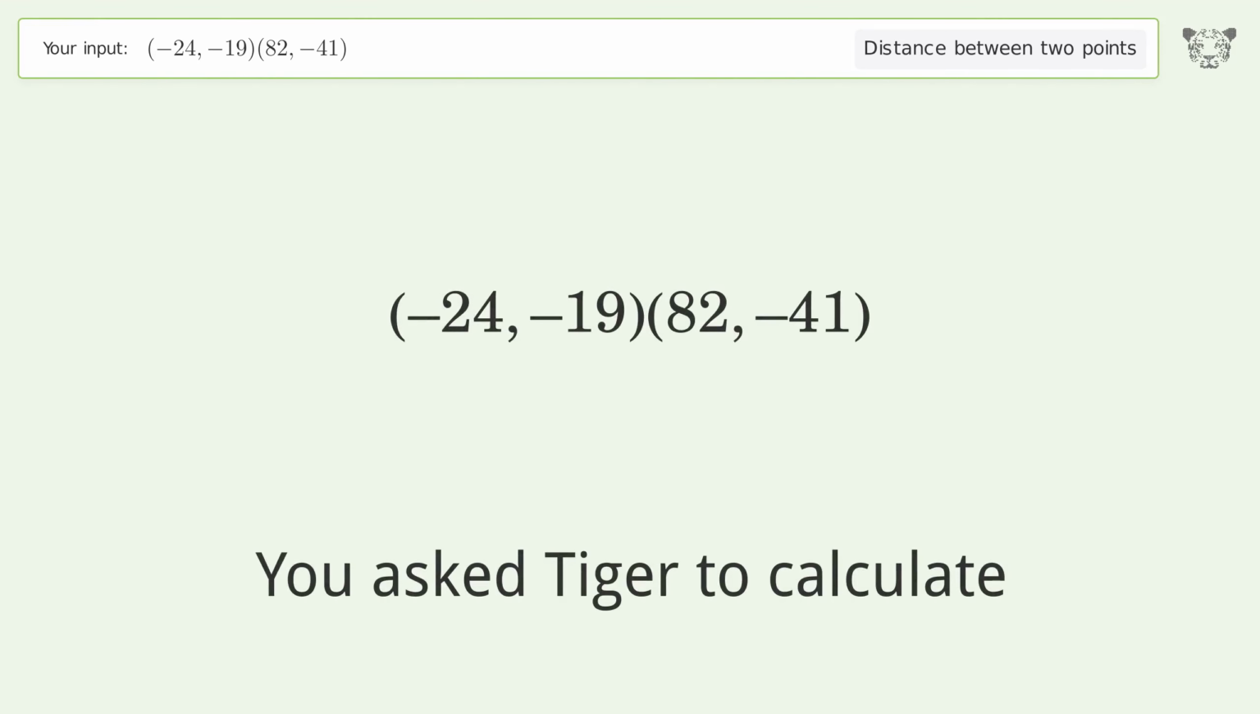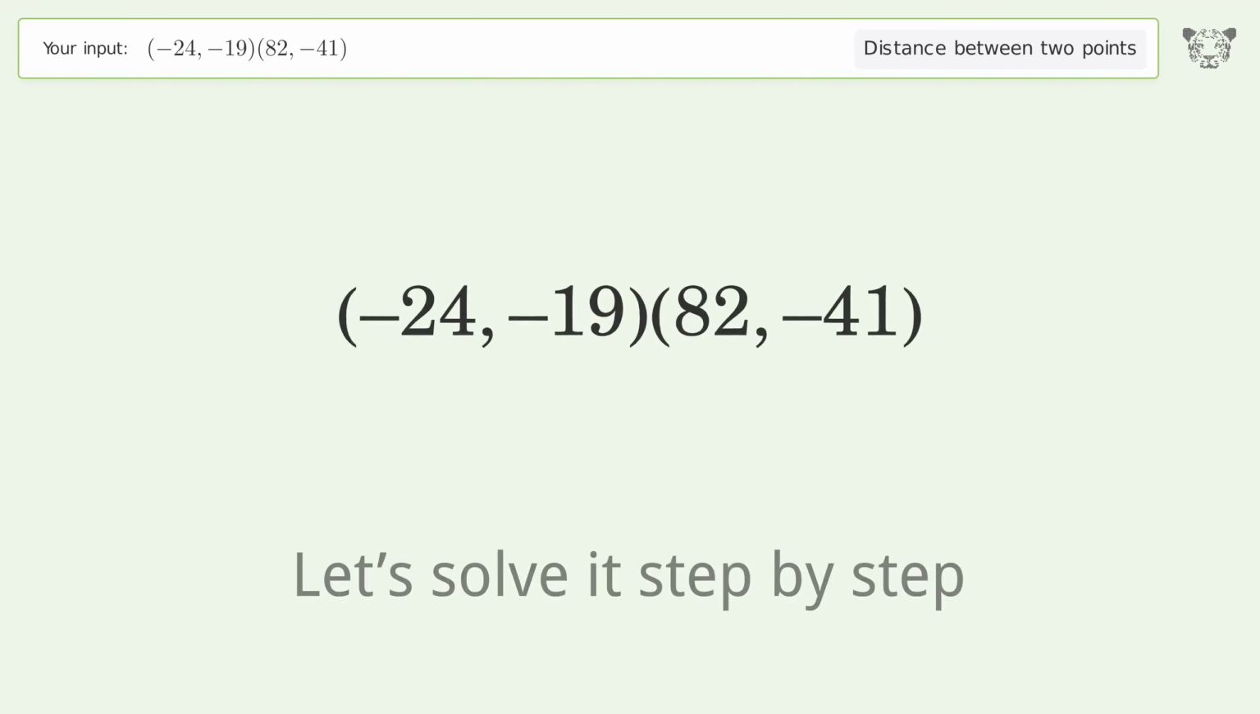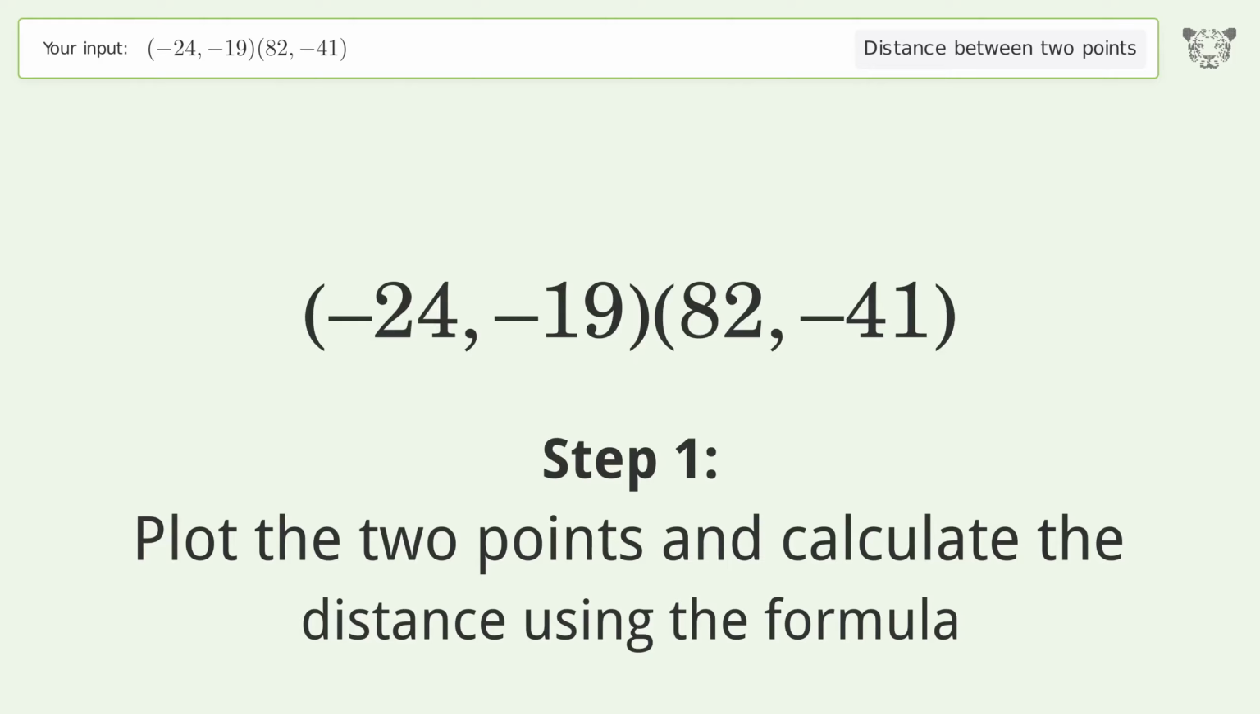You ask Tiger to calculate. This deals with the distance between 2 points. The distance between the 2 points is the square root of 11,720, or 108.259. Let's solve it step by step. Plot the 2 points and calculate the distance using the formula.